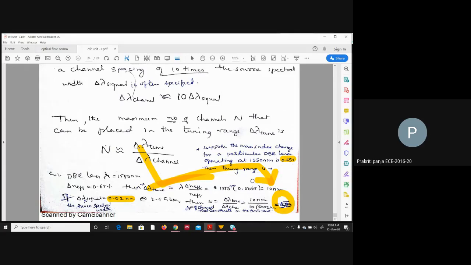So this is the value of N. 50 different wavelengths can be generated by that DBR, distributed Bragg reflecting laser, for a given wavelength and for a given parameter of delta n effective by n effective.